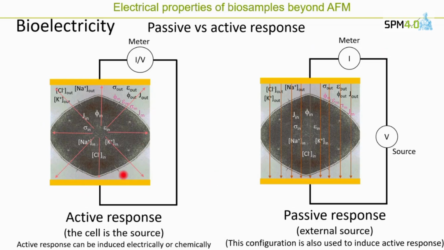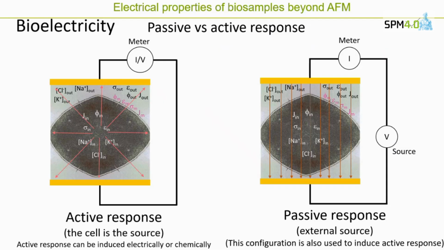Instead, in the case of active response, you don't apply anything to the cell. The cell is there alone, and then there is something that activates the electrical response of the cell. This can be a chemical substance, for instance, a neurotransmitter arrives at the cell and opens the ion channels, the membrane potential changes, then the voltage-gated ion channels activate, and then you have a response of the cell. So in the active response, the cell is the source of electricity.